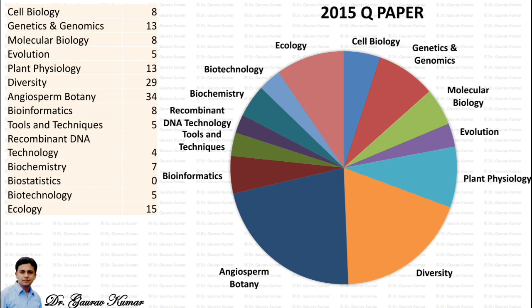You can take a screenshot of these slides so that you can analyze them later on your own. Again, there was no question from biostats. Cell biology had around 8 questions, molecular biology also 8 questions, and plant physiology 13 questions. Diversity had 29 questions, and angiosperm botany had 34 questions. This is MSc botany, of course, so they always give more weightage to angiosperm botany and diversity. Diversity includes everything like virus, bacteria, algae, fungi, bryophytes, pteridophytes and gymnosperms.